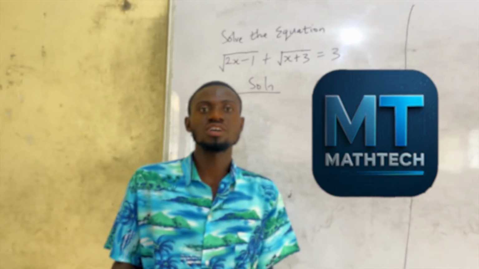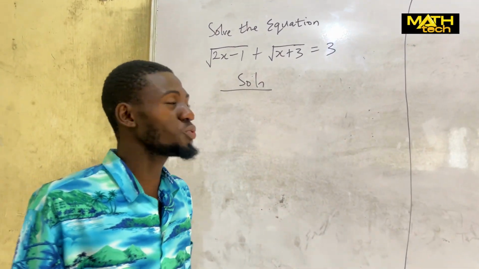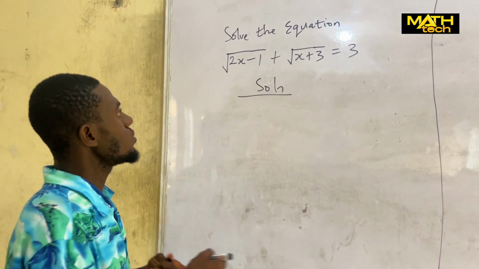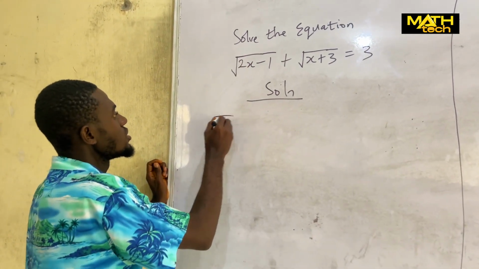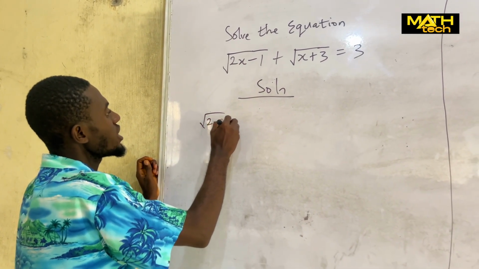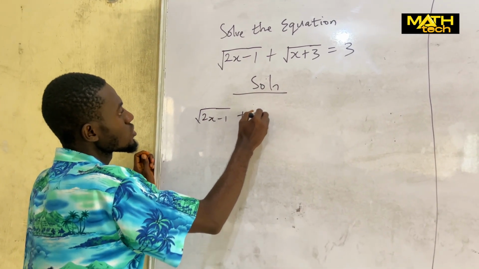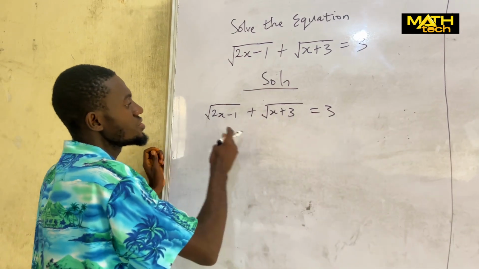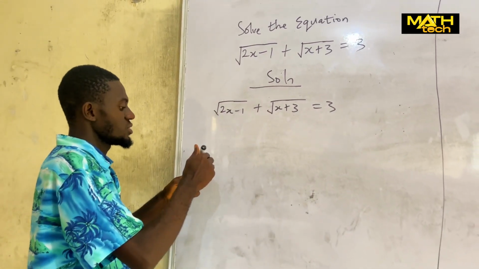Okay, welcome guys to my channel once again, and today we'll be solving a question under equations of irrational forms. So we begin in solving this question: square root of 2x minus 1 plus square root of x plus 3 equals 3. How do we go about this from here?